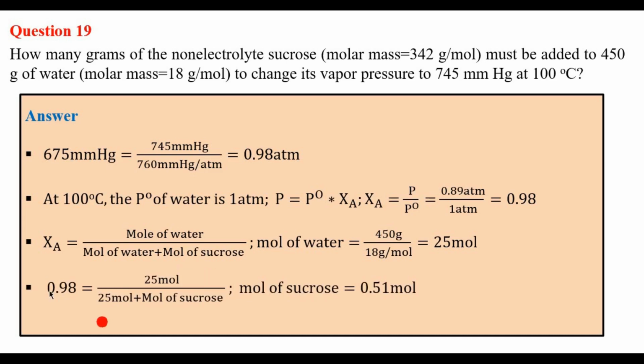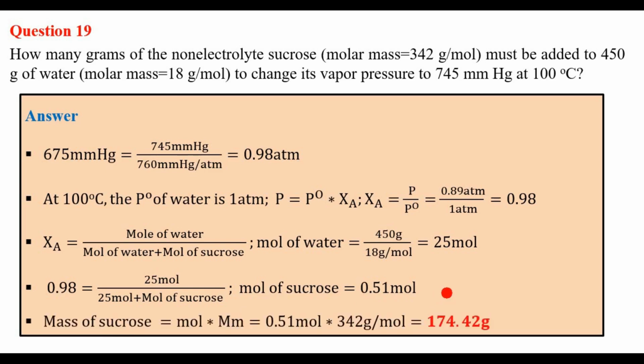So we can replace 0.98. This is the moles of water. This is also the moles of water. Then we look for the moles of sucrose. We get 0.51 moles of sucrose. Then after getting the number of moles of sucrose, to determine the mass, we multiply by the molar mass. Then we get 174.42 grams as the mass of sucrose that we need to add to water to obtain the vapor pressure of 745 mm mercury.